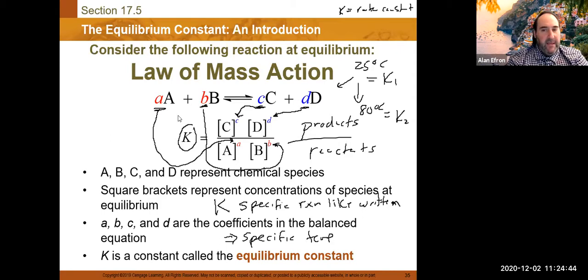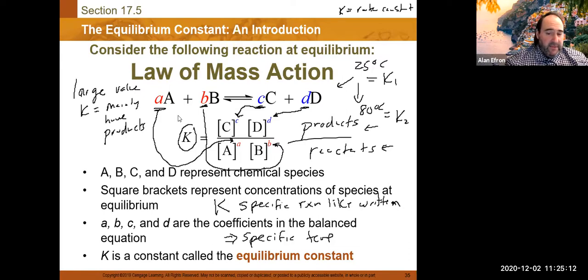But it does actually tell us some important information. If we have a large value of K, for example, what that means is when we reach equilibrium, because this is really products divided by reactants, if we have a large value of K, that means we should mainly have products at equilibrium. If you just think about it mathematically, a large number divided by a small number gives you a large number.